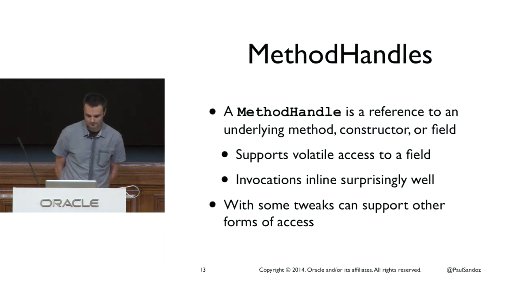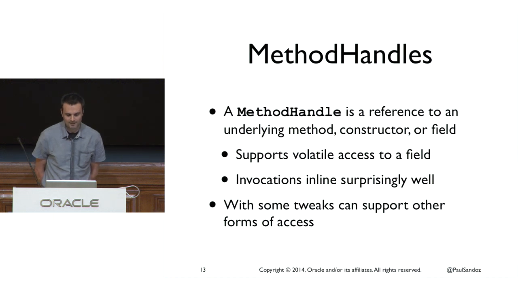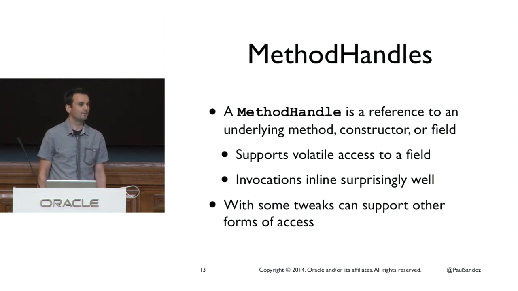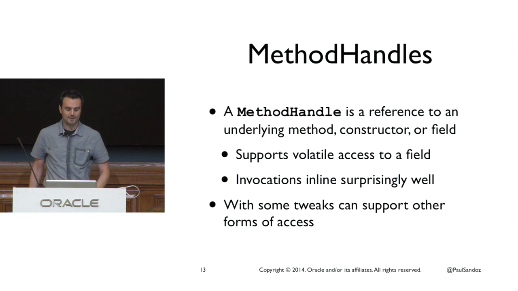So method handles. A method handle is a reference to an underlying method, but it can also be a reference to a constructor or a field, if you like. It doesn't have to be directly to a method. And surprisingly, if you look at the method handle code, which I'll show in a moment, you can get access to fields, volatile access to fields, and it inlines surprisingly well, as I'll show. And with some tweaks, you can actually support other forms of access, like compare and set. You can just tweak the method handle code quite easily underneath the covers to do that.